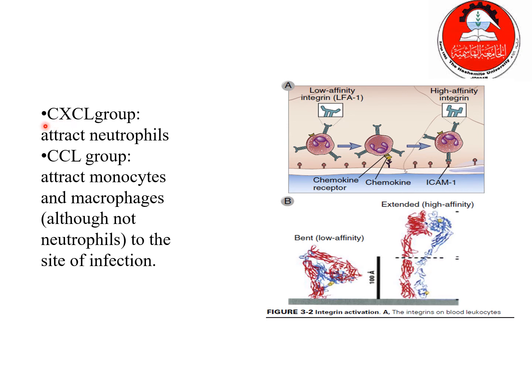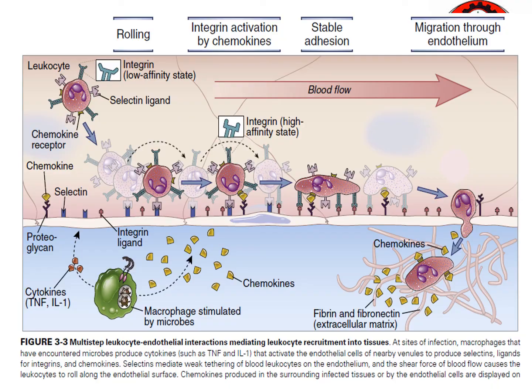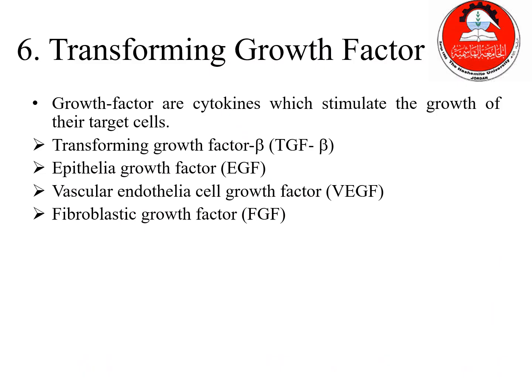So we have the CXCL group, which attracts neutrophils. We have the CCL group, which attracts monocytes and macrophages. CXCL attracts neutrophils, and CCL attracts monocytes and macrophages. Here, this is just to show the role of TNF, interleukin-1, and other cytokines in the leukocyte extravasation steps that we've talked about previously.